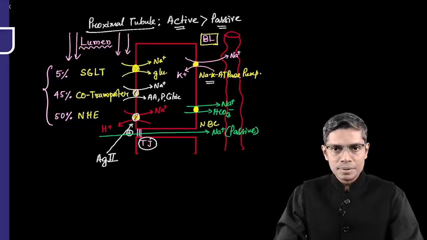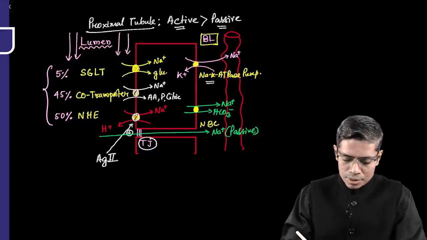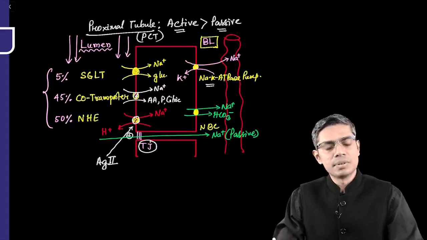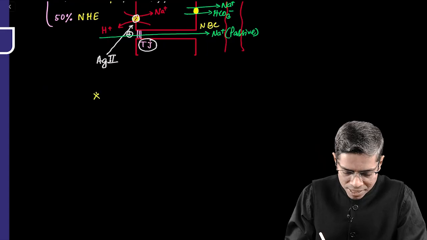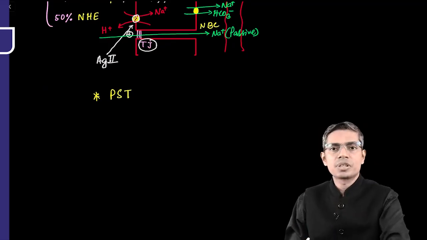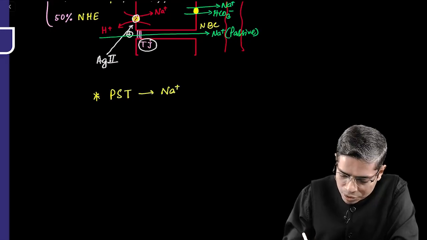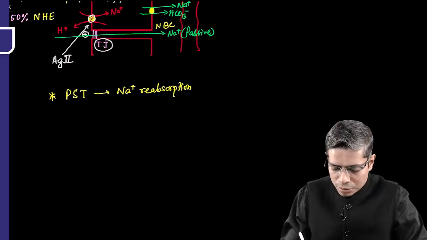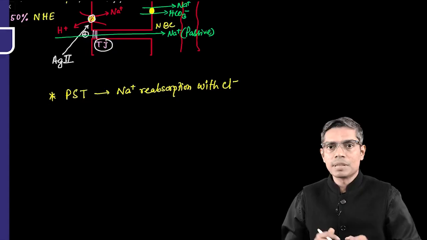Now, the proximal tubule, if you look at it more closely, I told you it has two parts, the proximal convoluted tubule and the proximal straight tubule. So the thing that we have discussed here is mainly at the level of the proximal convoluted tubule. Why are you saying so, sir? Because if you look at sodium reabsorption at the level of the proximal straight tubule, which is the second portion of the proximal tubule, here sodium reabsorption occurs along with chloride reabsorption. What is the importance of this?